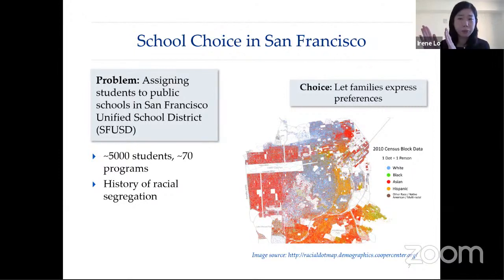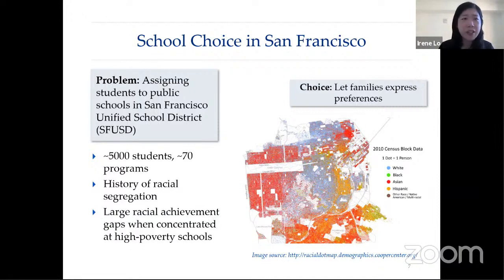These patterns of neighborhood segregation come from a long history of racial segregation of both neighborhoods and schools. In 1954, Brown versus Board ruled that school segregation is unconstitutional, but you can see, from 2010 census block data, that segregation at neighborhood and school levels still occurs quite a lot in many cities in the US. This is particularly concerning because very recent research shows that large racial achievement gaps tend to be correlated with the concentration of historically underrepresented racial groups at high poverty schools.